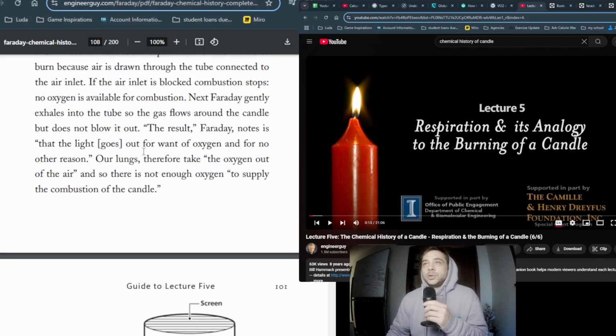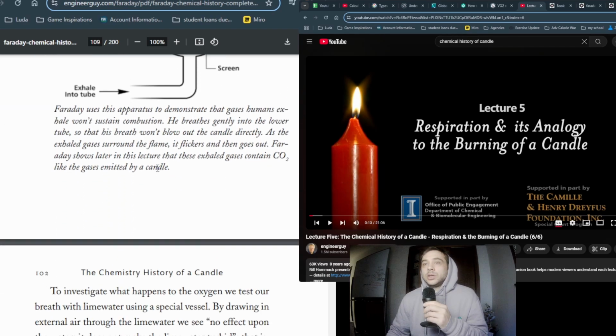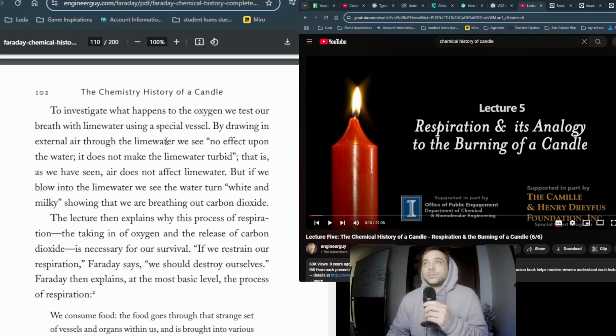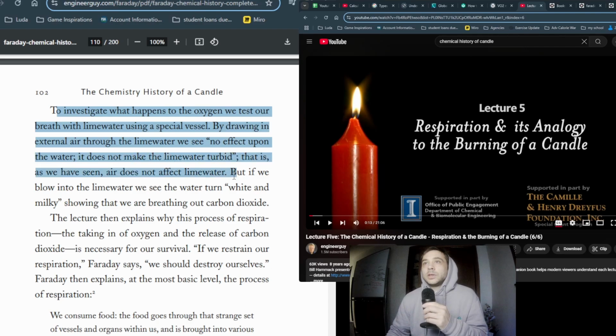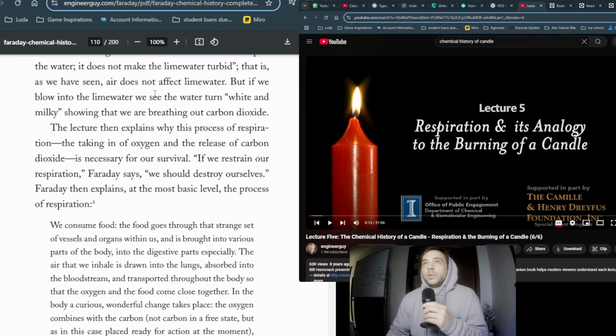Our lungs produce carbon dioxide. We use the oxygen in our breath. Drawing external air through the lime water, we see no effect on the water. It doesn't make the lime water turbid. That is, we have seen air does not affect lime water. But if we blow into the lime water, we see it turns milky with carbon dioxide.